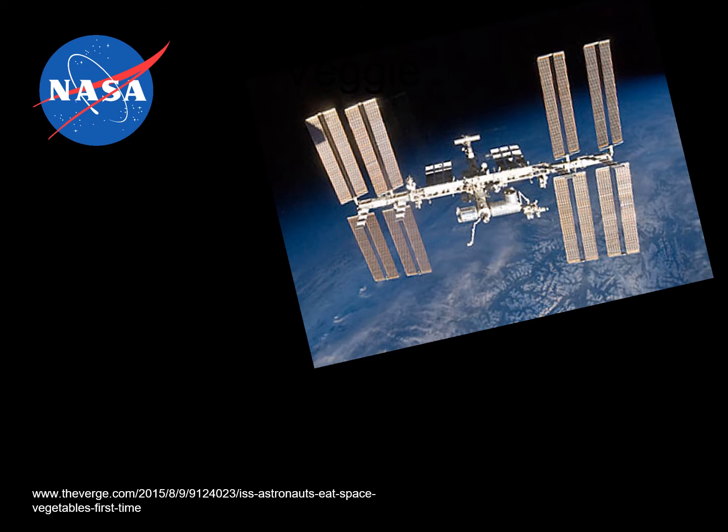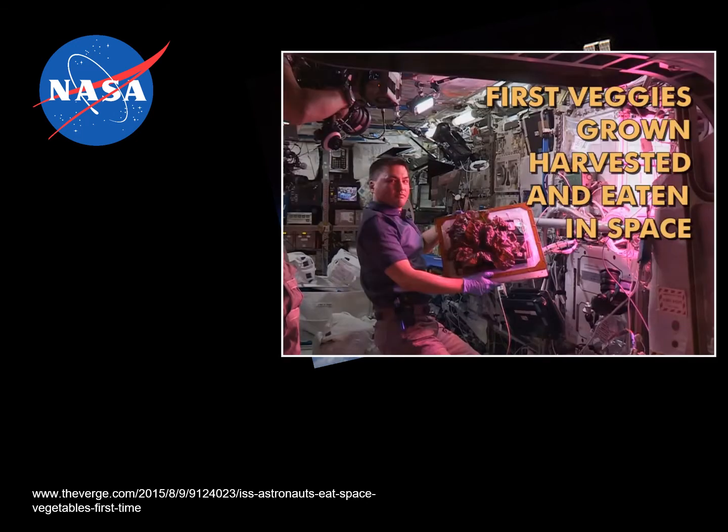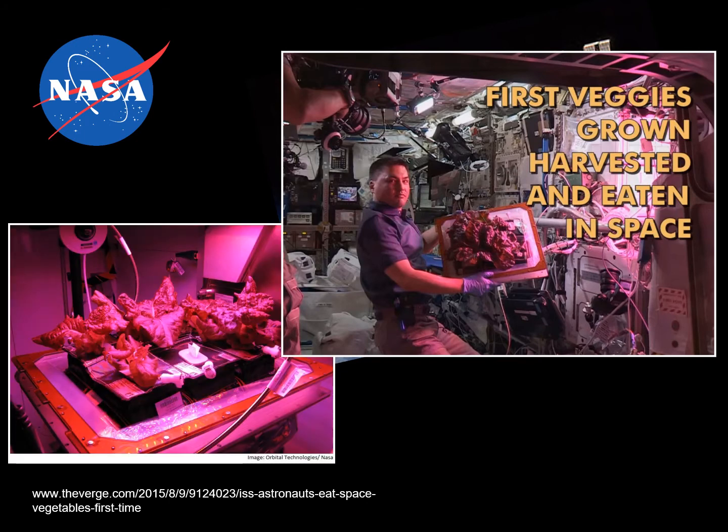And so there was an article in 2015, the first vegetables that were grown and harvested and eaten in space. And here's an astronaut showing you a tray of lettuces that were grown in space, and apparently they ate those, and that was a world first to actually grow things in space and be able to eat them. And there they used a basic hydroponic type of culture as well. You can see here that they are growing in a kind of reddish light.